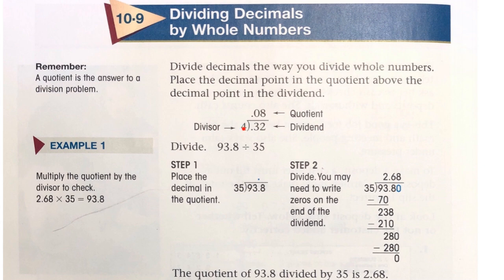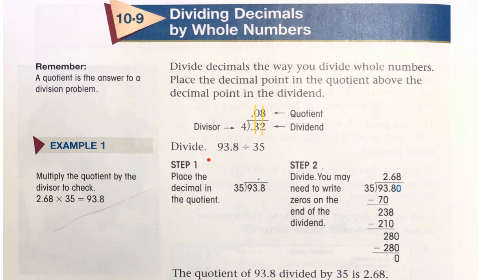The divisor's doing the dividing. The dividend's getting divided, it's in the division box. The quotient is the answer to a division problem. Now the key to all of this is making sure everything is lined up nice and neat. It's really helpful that you keep the numbers and columns all in nice neat rows.